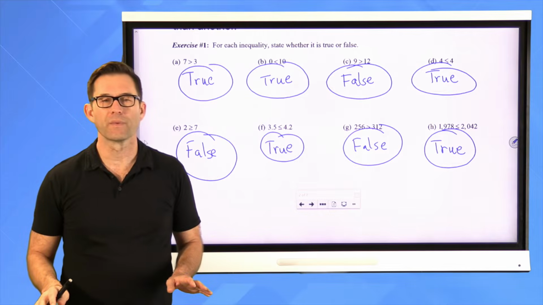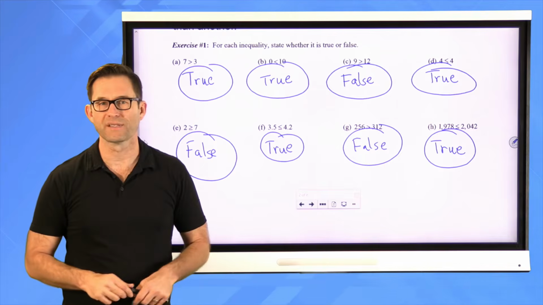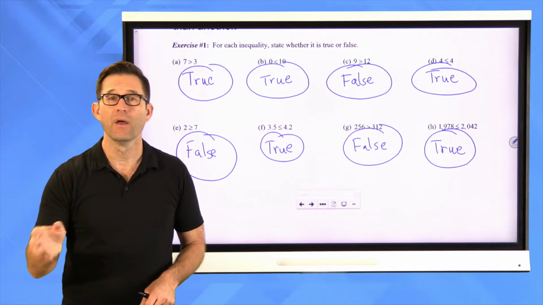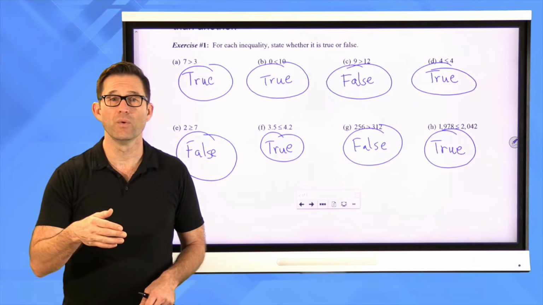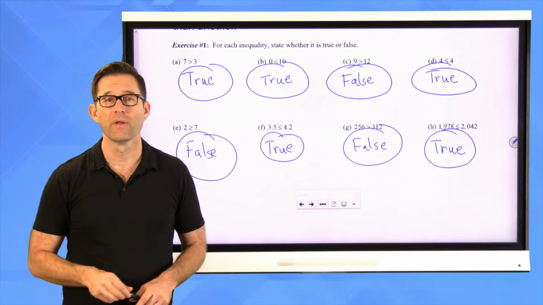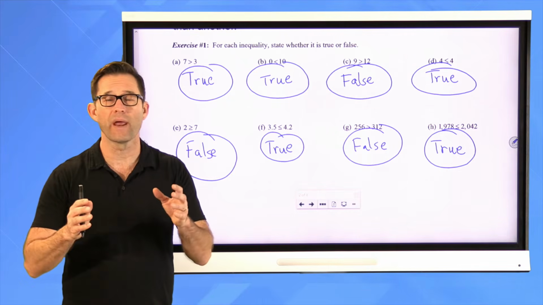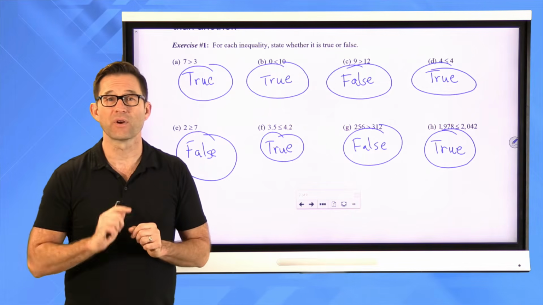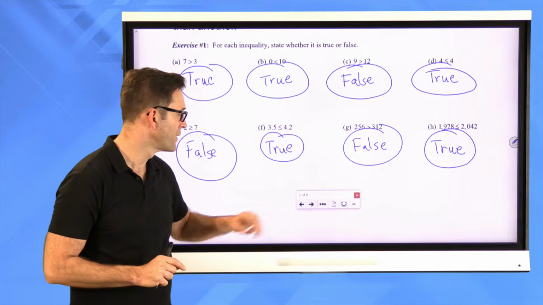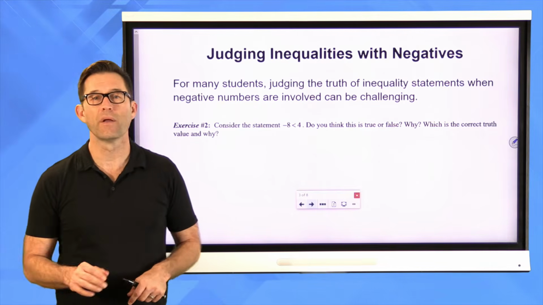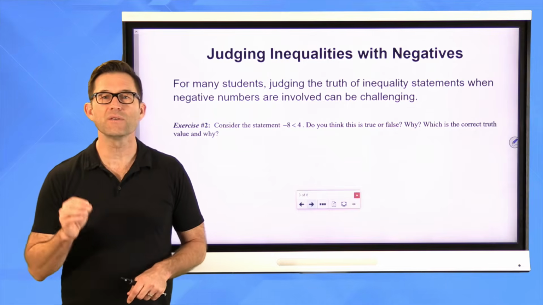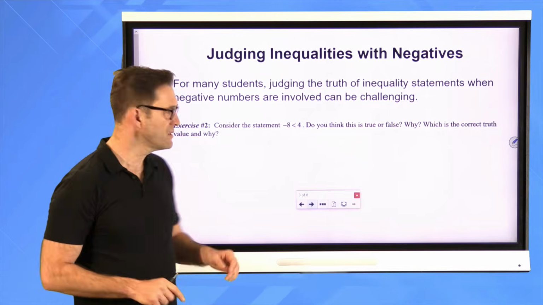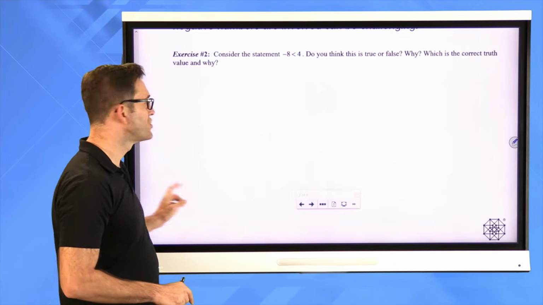So I'm hopeful that anytime you're comparing two positive numbers, you can use common sense to understand whether that comparison is true or false. Absolutely critical. Even if you've got decimals or fractions or whatever, you should be able to say that is a larger number than that. Where it gets tricky is when negatives are involved. So, judging inequalities with negatives. For many students, judging the truth of inequality statements when negative numbers are involved can be challenging. So let's look at a situation that shows the challenge.